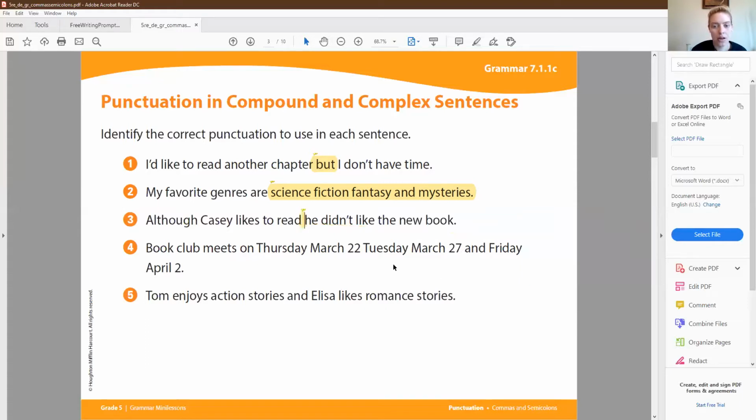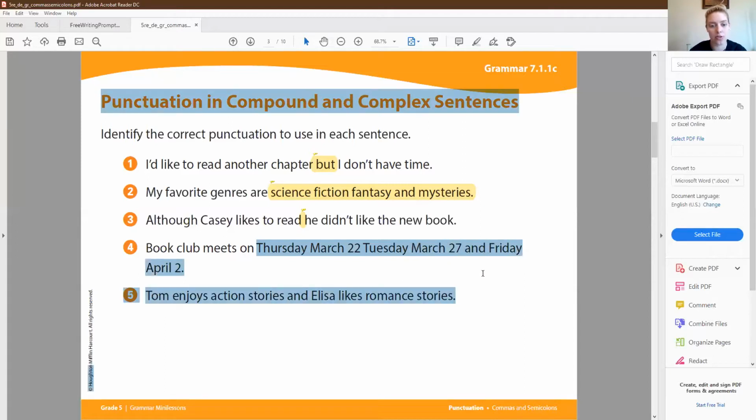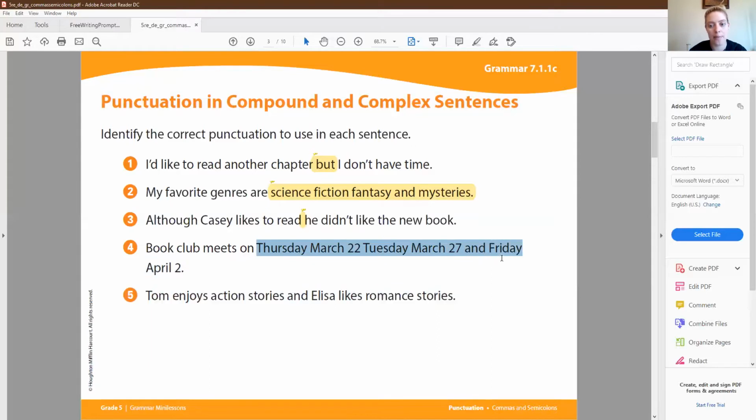Okay. Now let's look at this one. "Book club meets on Thursday, March 22nd; Tuesday, March 27th; and Friday, April 2nd." Okay, so immediately it should jump out at you that we have dates here. So we're going to need both commas and semicolons. We know that we're going to need commas when we're talking about the day and the month. And then our semicolon needs to separate each day that we're talking about. So I'm just going to underline that part of the sentence because we know that's what we're going to need to change, okay?